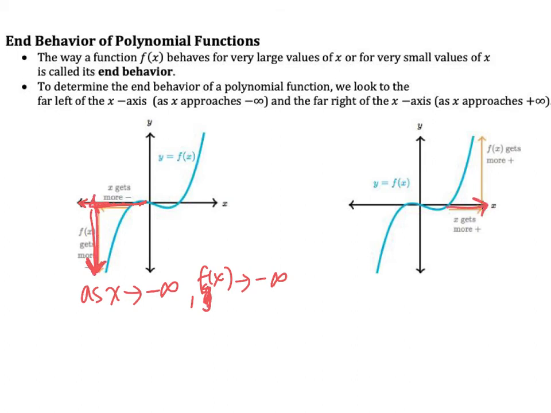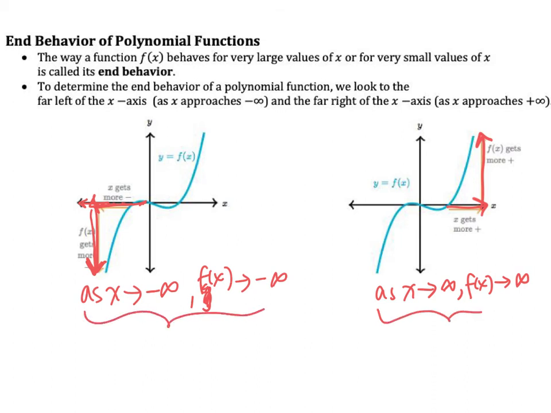Then over here, as x approaches positive infinity, what does the y value, or the f of x value, do? It also approaches positive infinity. So this is the way we would write it. Notice the arrow right here means approaches. So as x approaches negative infinity, then f of x will approach negative infinity. So these are arrows right here.